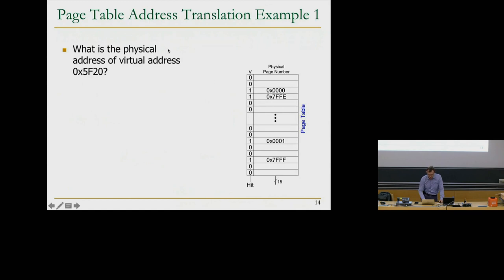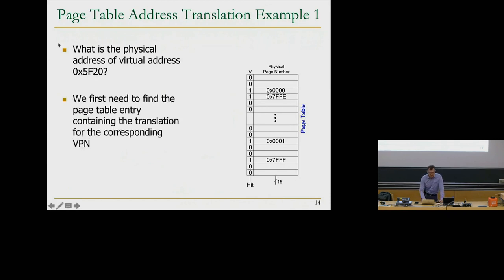If somebody asks you the question, what is the physical address of virtual address 0x5F20, what does the processor need to do, basically? First of all, it needs to find the page table entry containing the translation for the corresponding virtual page number, just like what we did previously. So it needs to look up the PTE, page table entry, at that address. So what is that address?